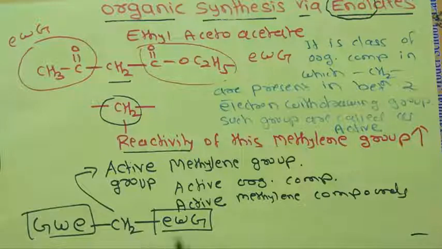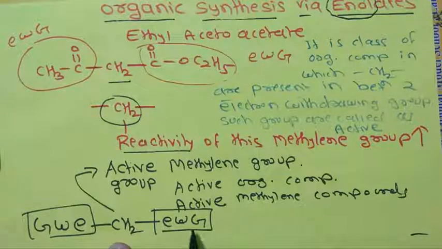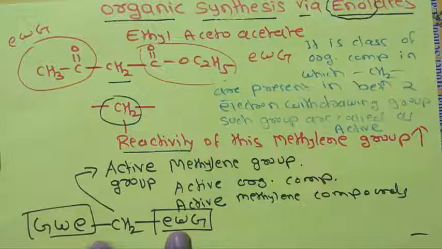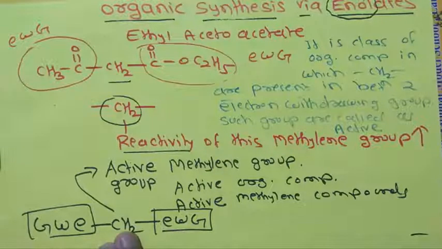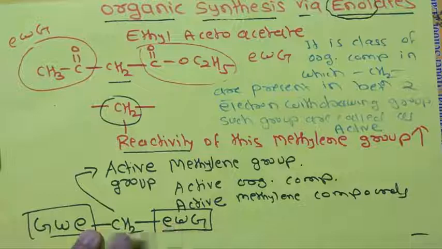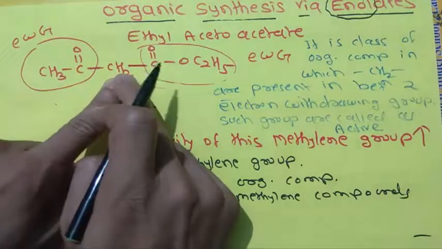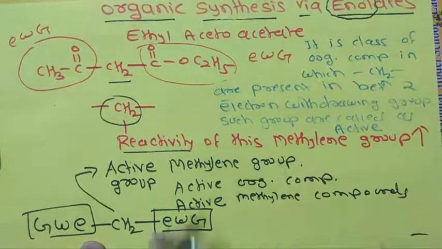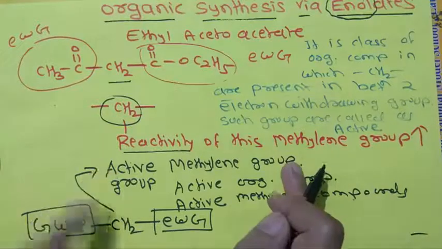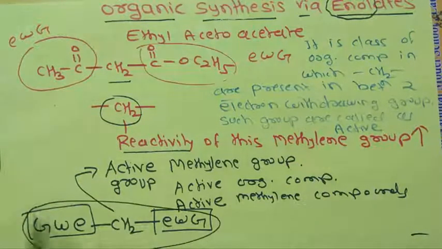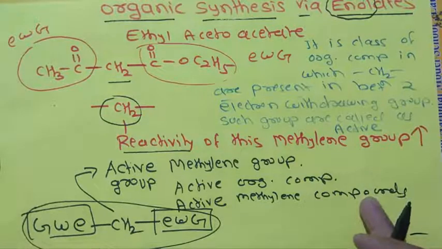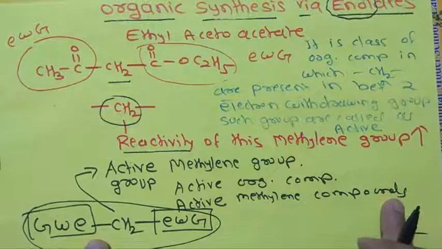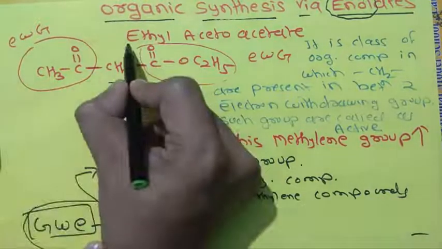We can define it as a class of organic compounds in which the CH2 group is directly attached to two electron withdrawing groups. Such groups are called active methylene groups, and the overall compounds are called active methylene organic compounds. Here, an example of an active methylene organic compound is ethyl acetoacetate.